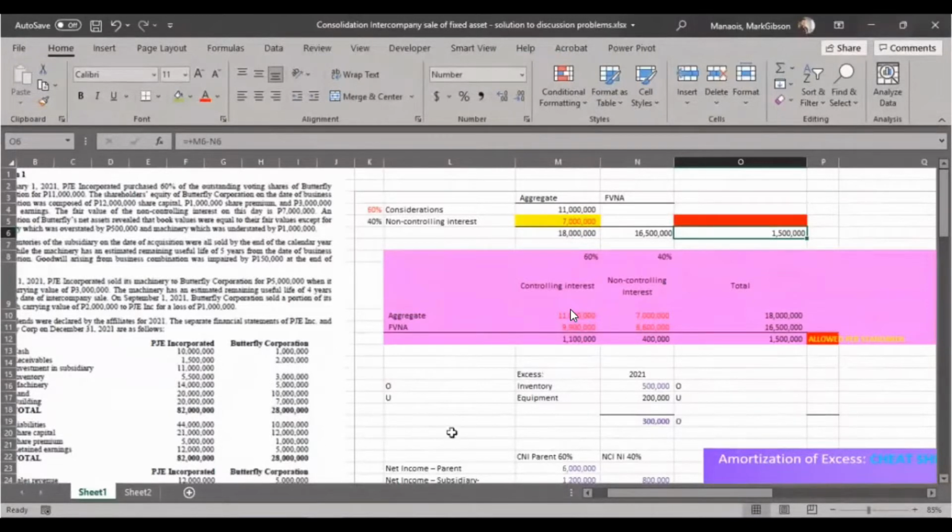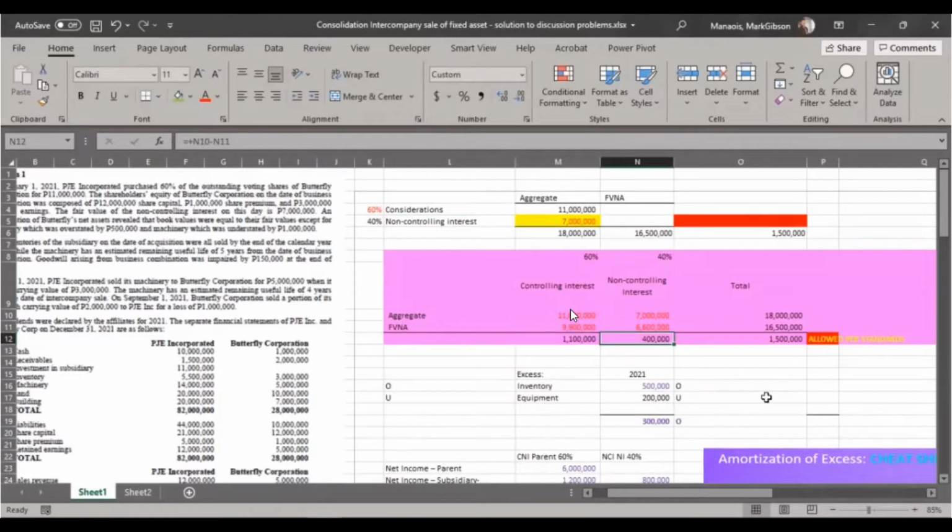So paano natin na-compute yung 1.5 million? The total aggregate composed of the consideration paid by the parent amounting to 11 million plus the non-controlling interest yung 7 million. No? So that's total of 18 million compared to the fair value of the net asset of Butterfly Corporation, no? So amounting to 16.5. Now, pansinin that the aggregate is more than the fair value of the net asset. So therefore, we have to recognize goodwill, no? So how are we going to split the goodwill using the full goodwill method or yung fair value method nga tinatawag natin? It will be split, no, based on this. No? So 1,100,000 for the controlling interest. This is PJE. And then kay subsidiary naman, kay Butterfly is 400,000. No? So okay na tayo dyan.